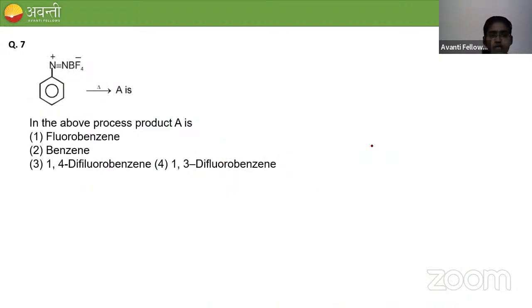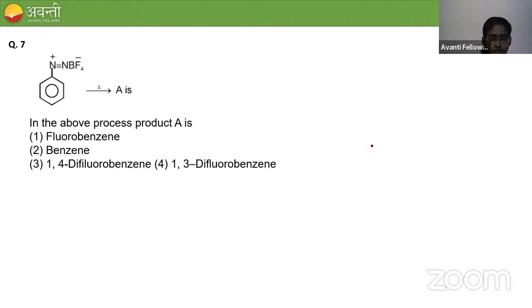So C6H5N2BF4 compound is given. It is a diazonium salt. And this diazonium salt on heating gives compound A. And we have to find out the product A from the given process. We have to find out whether it is fluorobenzene or benzene, or we'll get 1,4-difluorobenzene or 1,3-difluorobenzene.